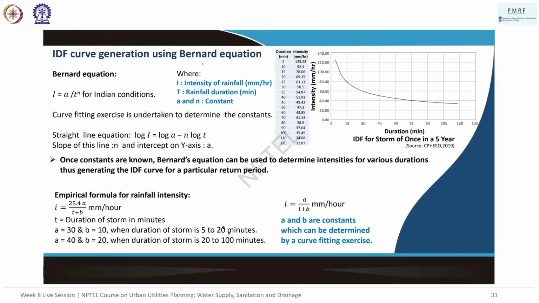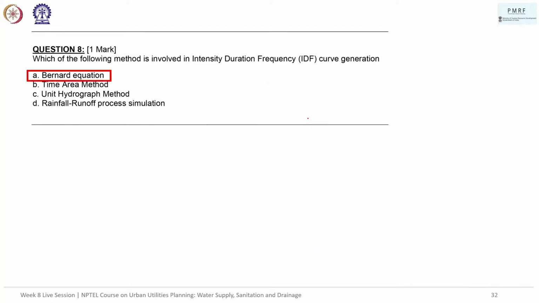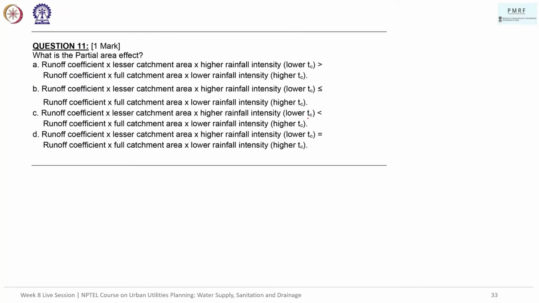So that is the Bernard equation. Essentially, this is the formula for Indian conditions, right? So the coefficients, the intercepts are derived from existing values. So yes, the answer is Bernard equation, right? All right. Moving on to the next question.